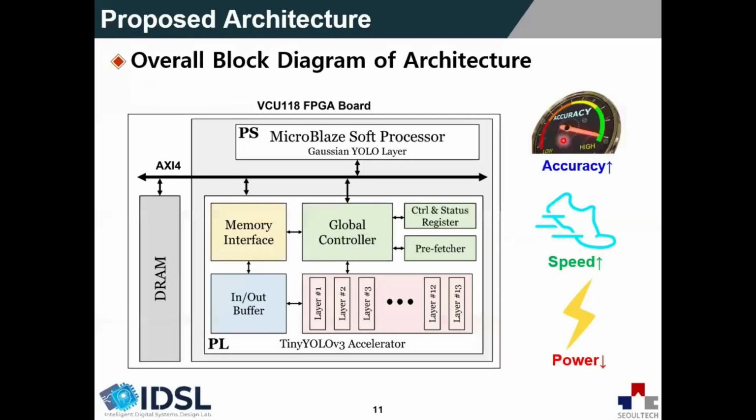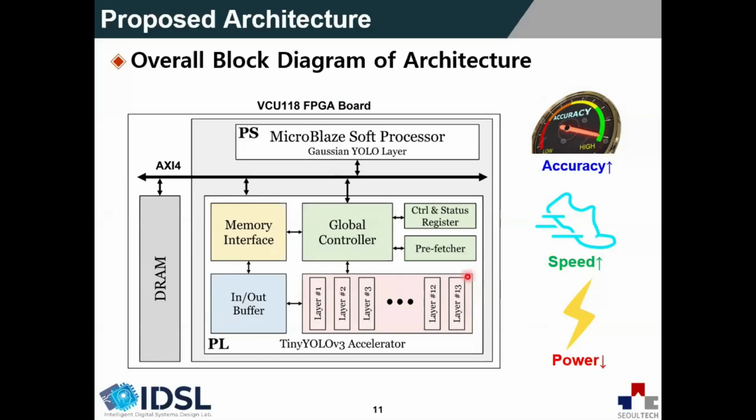Next is the proposed architecture. Here is our entire diagram. As you can see, here is a global controller, and it manages control over the system. And you can see the layer module blocks. Unlike traditional architectures, we designed our architecture as a streamlined architecture, which can generate high performance, because it can implement all dedicated layers, and each module has its own role, and it generates each output.